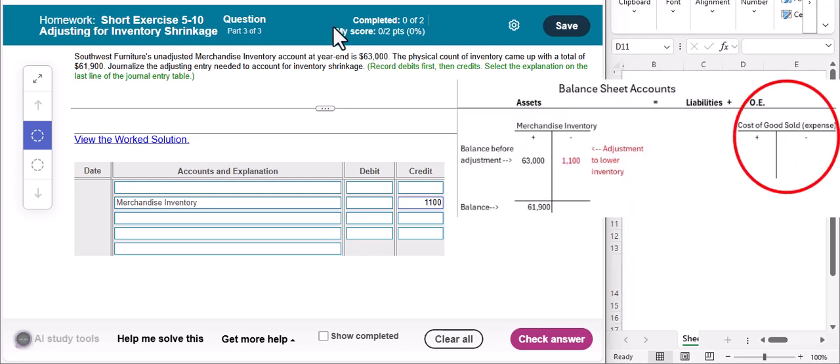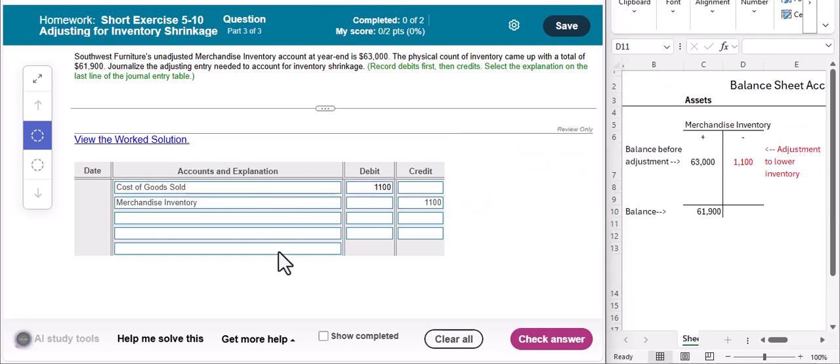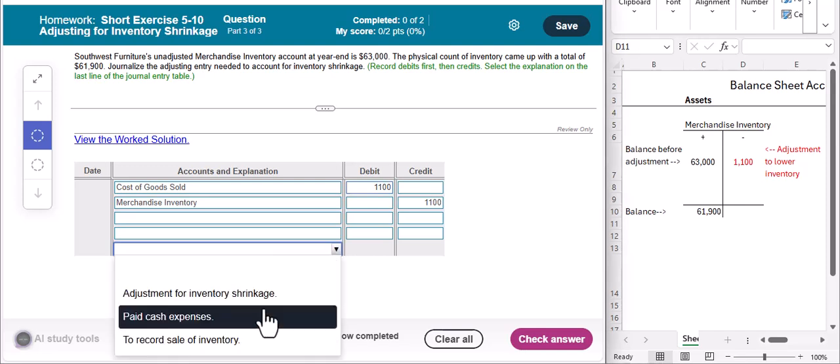So with expenses, they increase with a debit because losing inventory or getting it stolen or having it damaged or spoiled, that's just part of the cost of doing merchandising business. So I'm going to raise cost of goods sold with a debit of 1,100. And then we're going to need an explanation down below, and that is adjustment for inventory shrinkage.